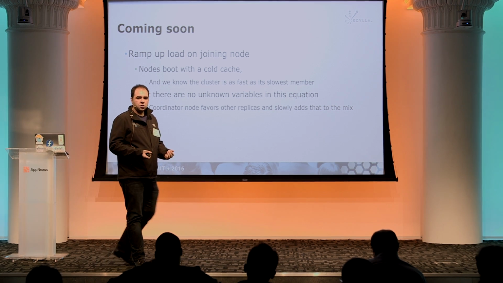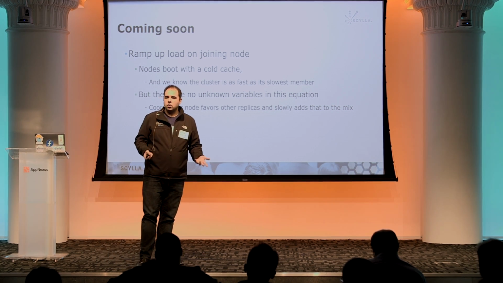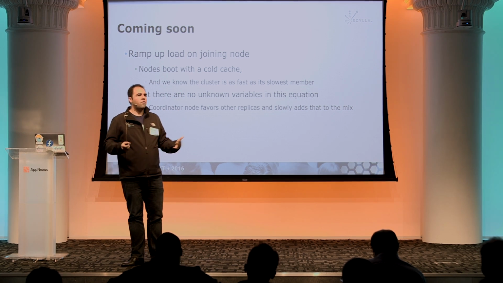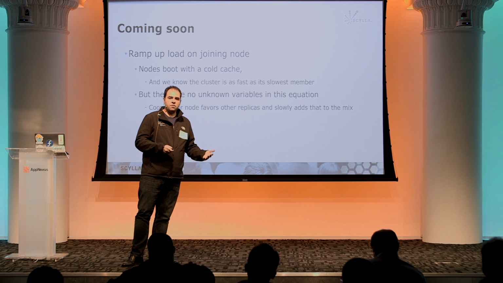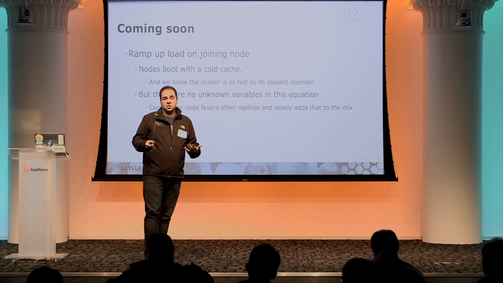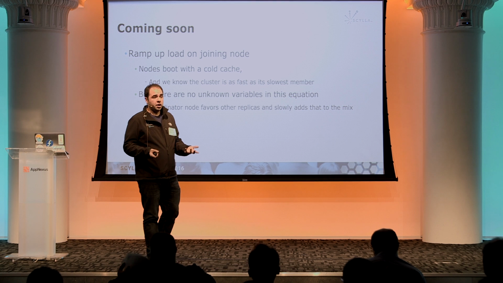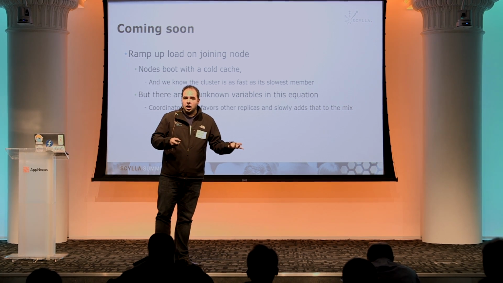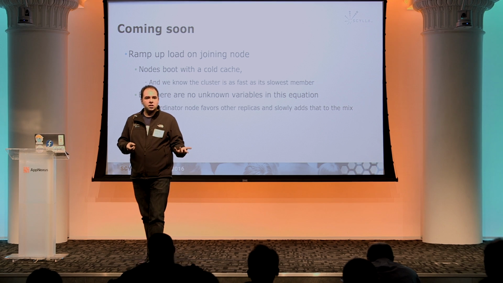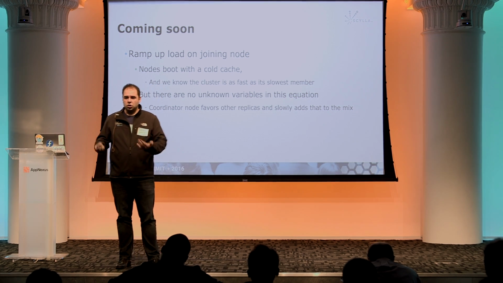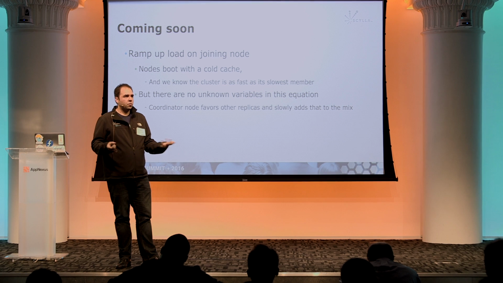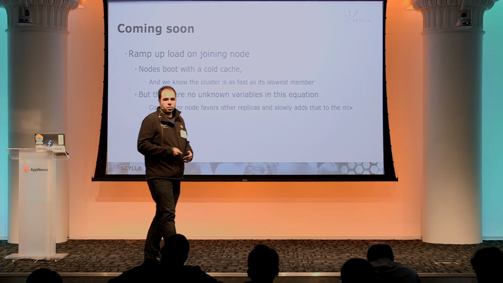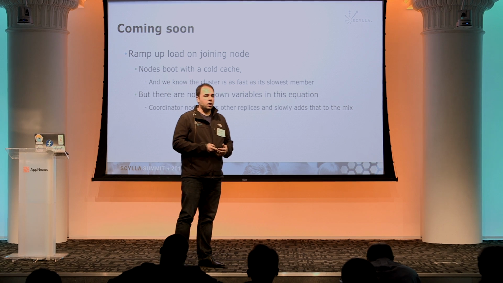Now, one of the things we can do: we know that. We know the node just joined. We have this information. There are no variables in that equation for us. Everything is known. So basically the coordinator does not send requests to that node, well, not at first. It sends some requests, maybe 10%, and gives this node time to warm up its cache, up until the point you realize, okay, this node is now as fast as all of the others. Now it can get as many requests as the other nodes are getting.